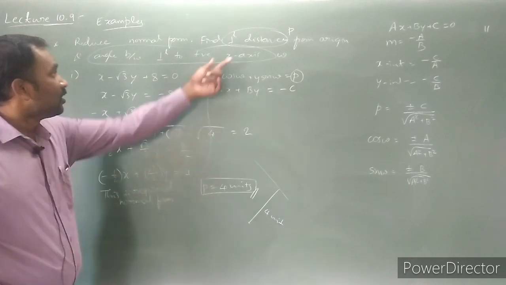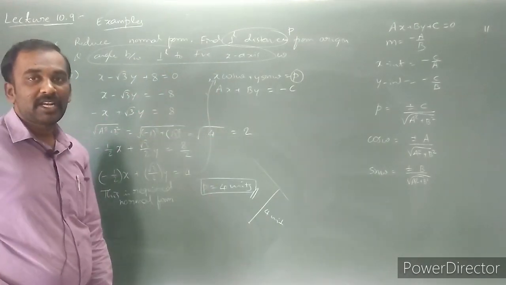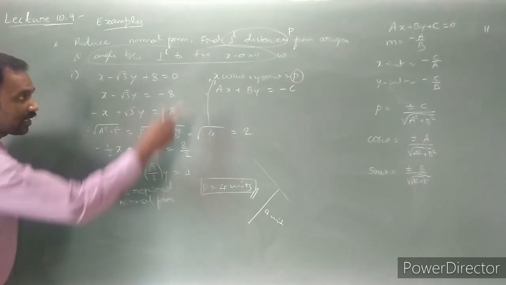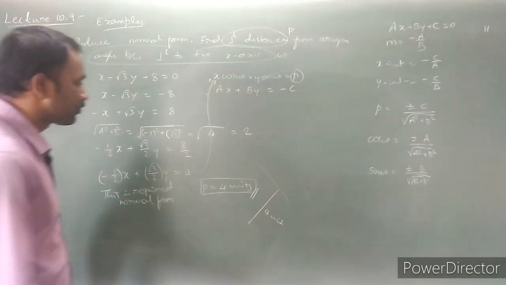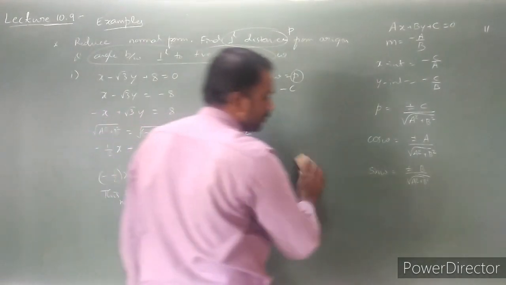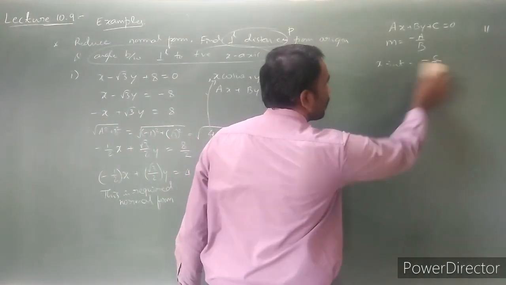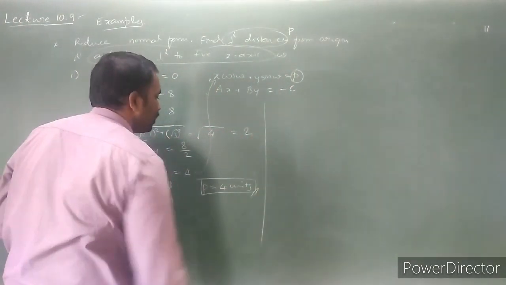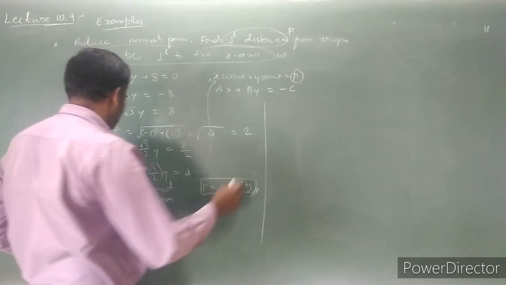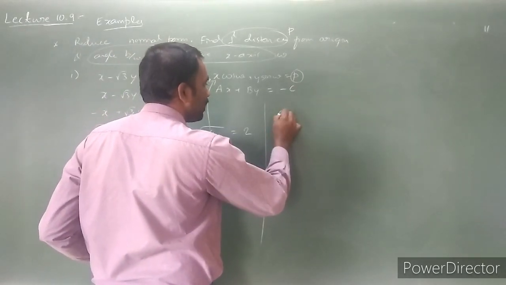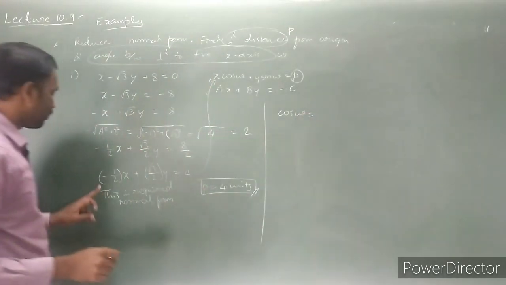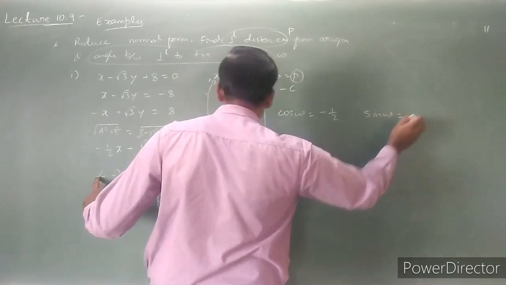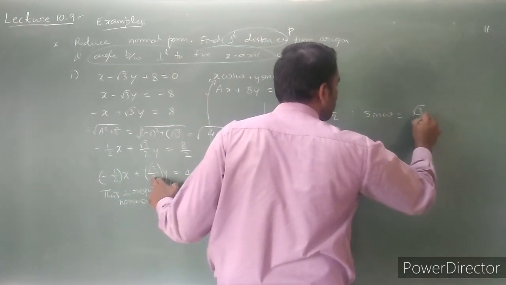Now the angle we need to find, that is the angle between the perpendicular and the positive direction of the x-axis. Can I continue here? Okay, so what can I write? Can I write that cos omega is nothing but the x coefficient. What is the x coefficient? Minus 1 by 2. And sin omega is nothing but the y coefficient. The y coefficient is root 3 by 2.